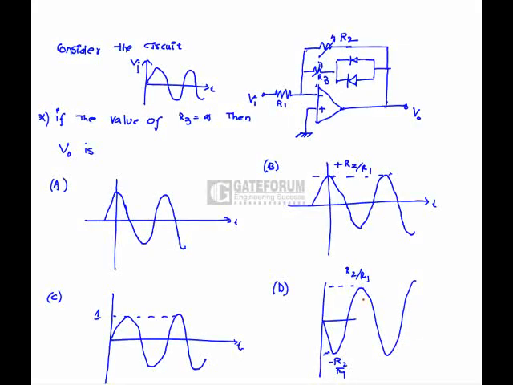In the circuit, if the value of R3 is equal to infinite, then what is V0? If R3 is infinite, this combination is not going to exist. Simply it is an inverting amplifier whose gain is minus R2 by R1. So the output is 180 degrees phase shifted compared to the input, and the gain is R2 by R1. So option D is correct.